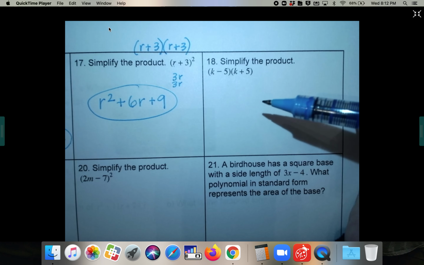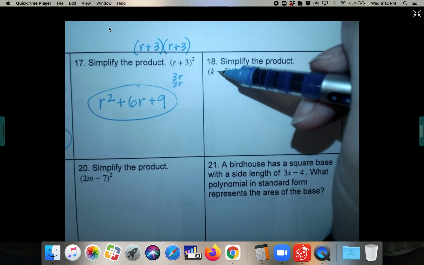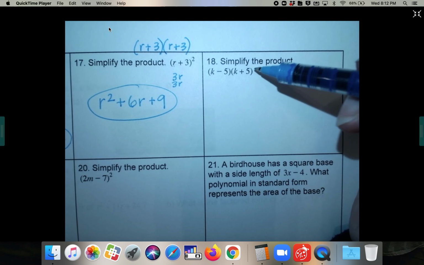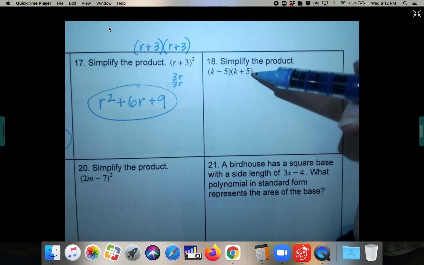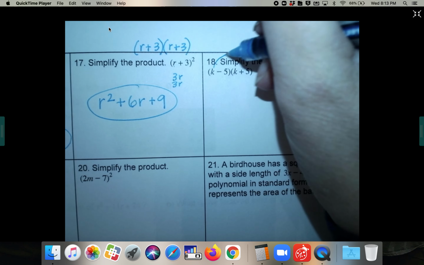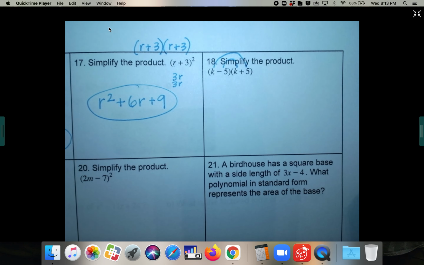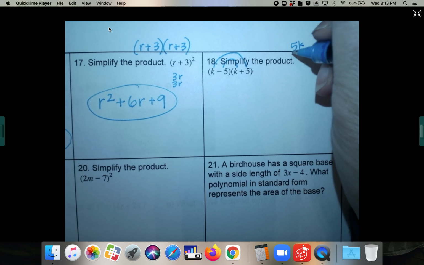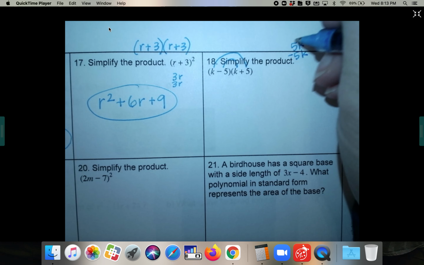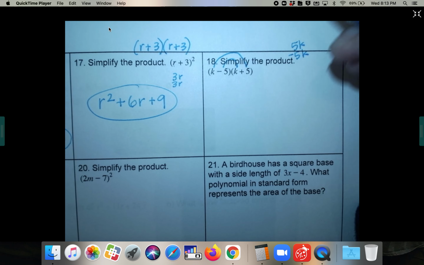Okay, the shortcut for number 18 is if you have a k plus 5 and a k minus 5, the outsides and the insides, if you were to FOIL it, are going to cancel each other out. Because look, k times 5 is 5k, and negative 5 times k is negative 5k. And when you combine those two like terms, 5k minus 5k is 0. So they're going to cancel each other out.